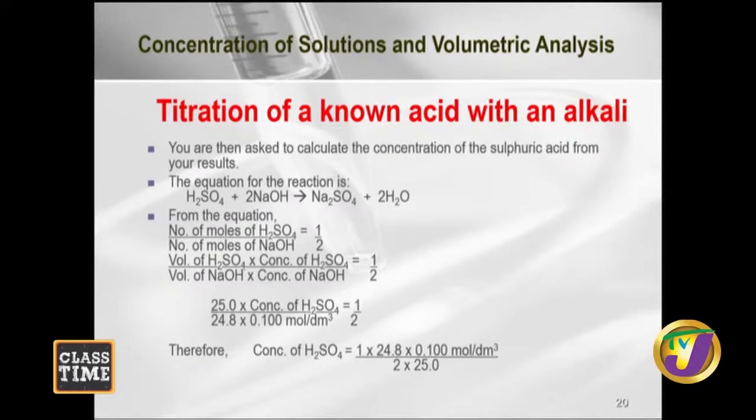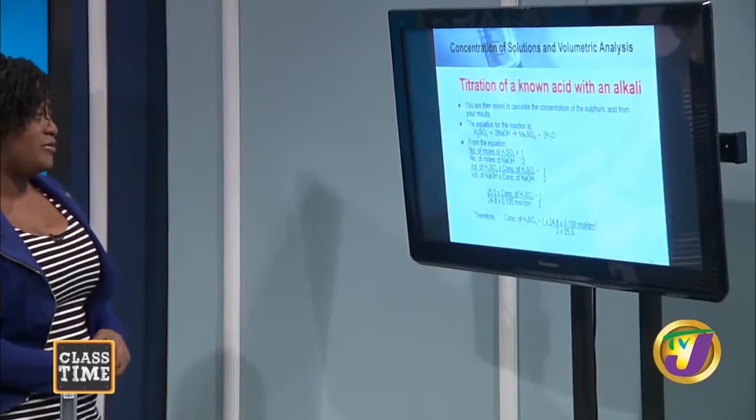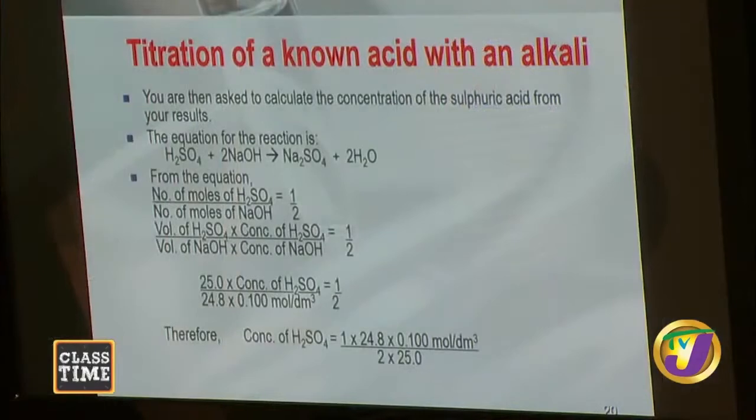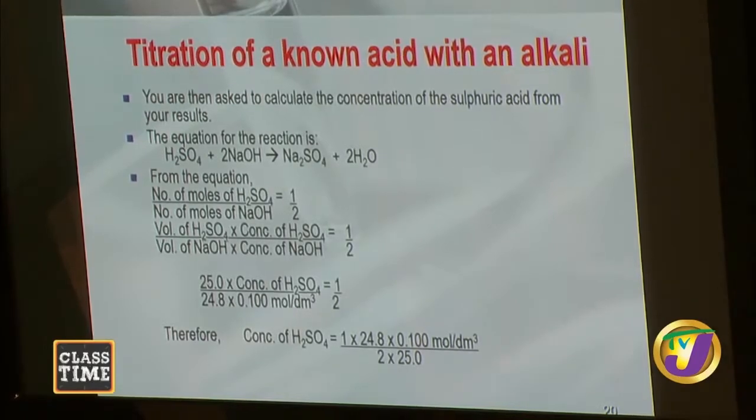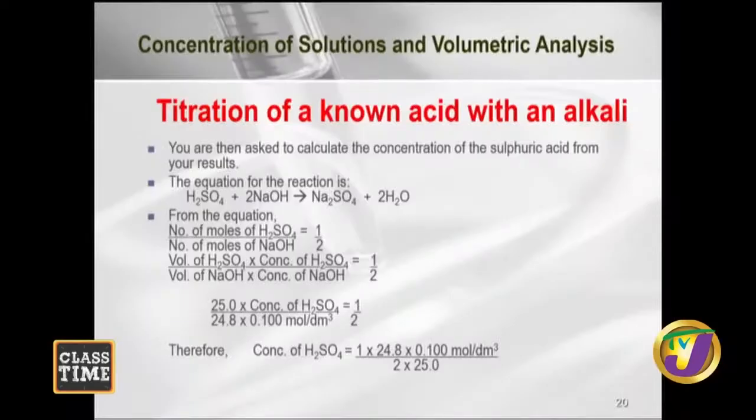All right? So here we have our concentration. Where did we get 24.8? Do you remember where we get 24.8? We got 24.8 because that is a volume from our titrant, right? So that is our volume that we got from the table, all right? And our 25 mL is what we pipette out.